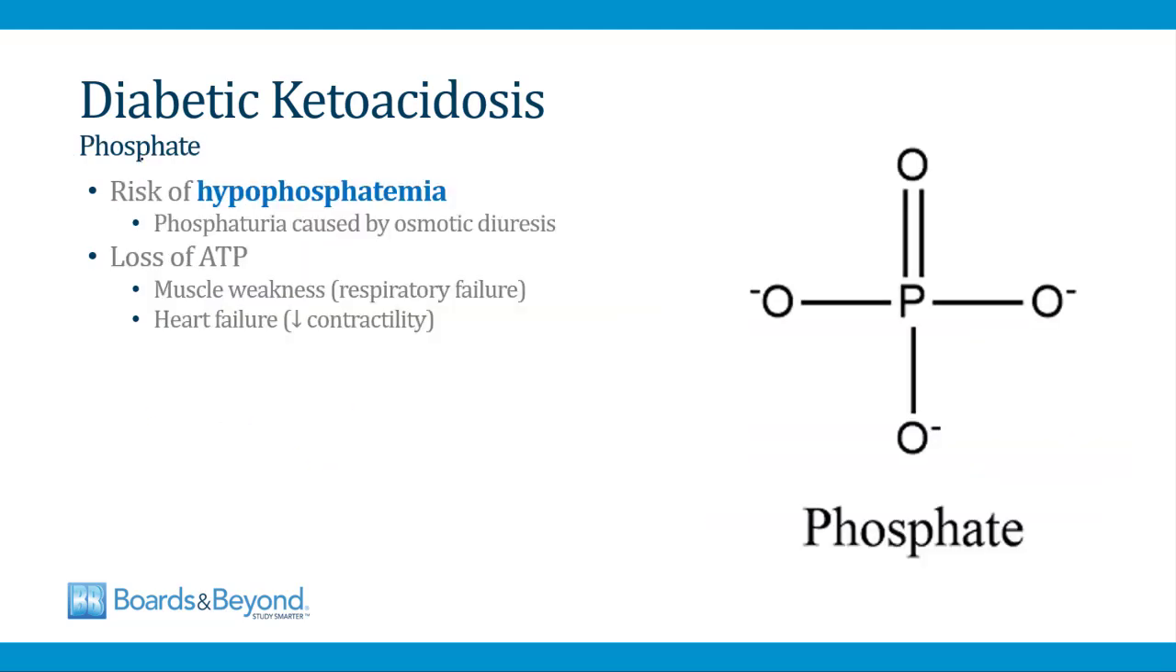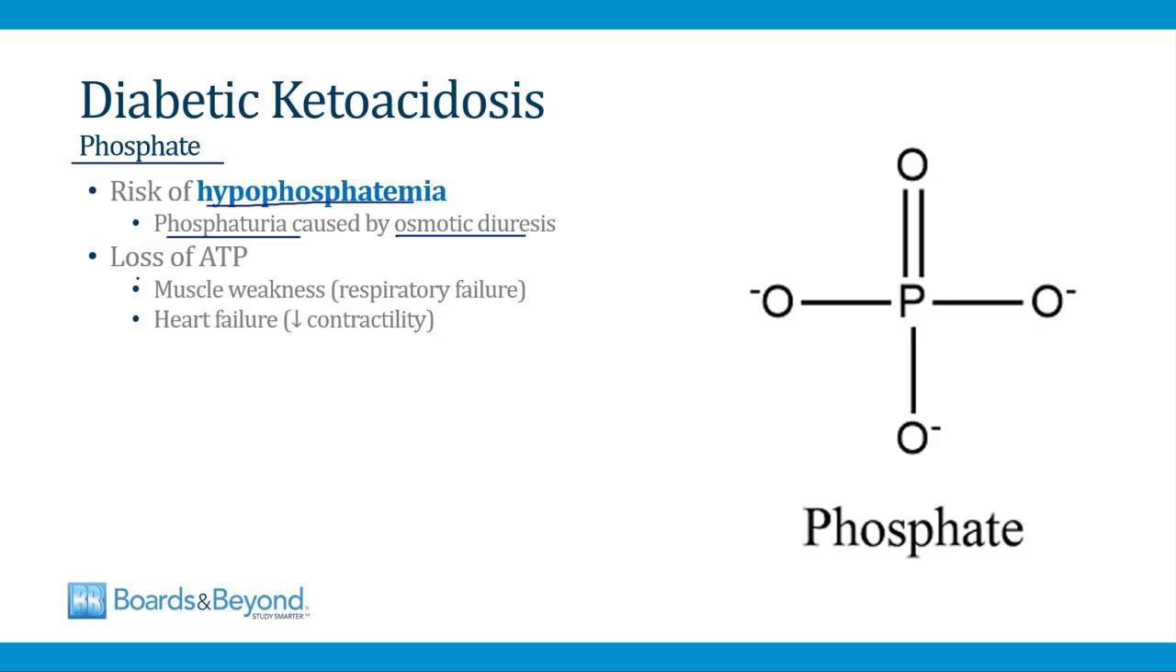Patients with diabetic ketoacidosis can develop low phosphate levels, meaning hypophosphatemia, and this occurs because there's phosphate loss in the urine, which is called phosphaturia, when the patient develops an osmotic diuresis. Basically, that high urinary flow pulls phosphate into the urine and out of the body.